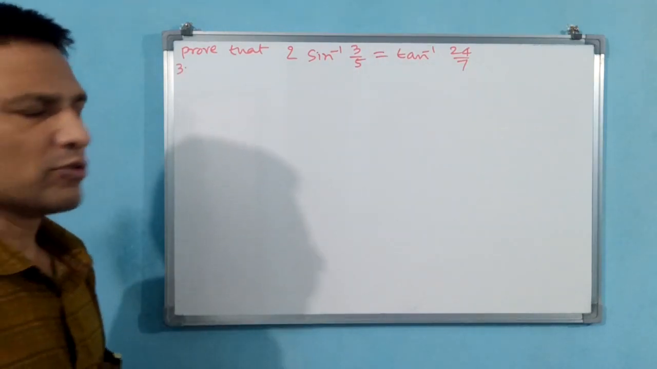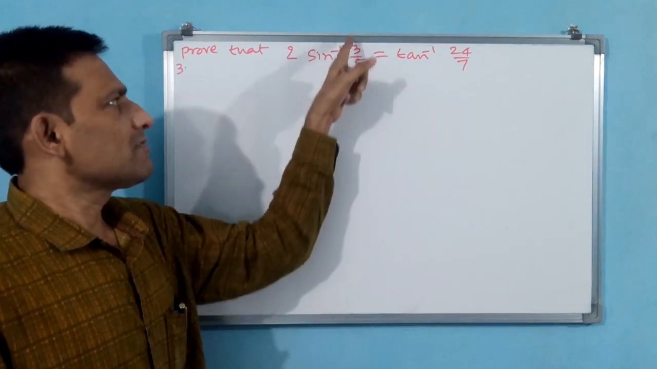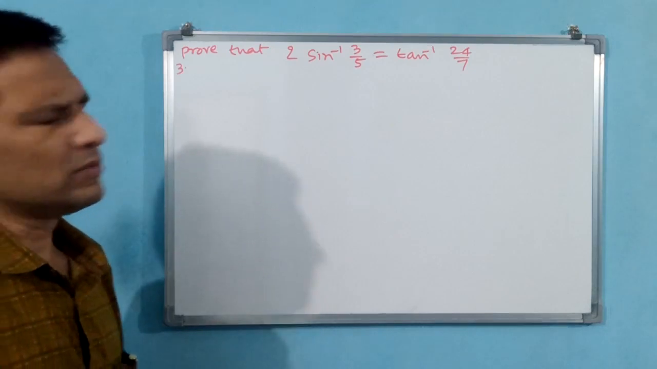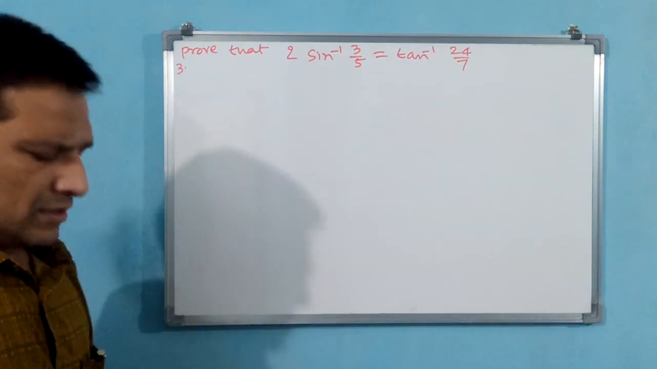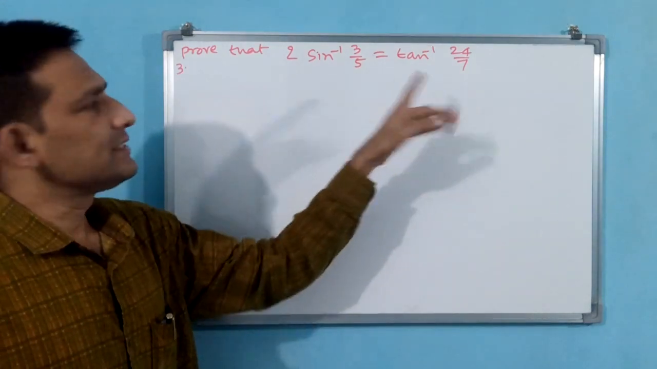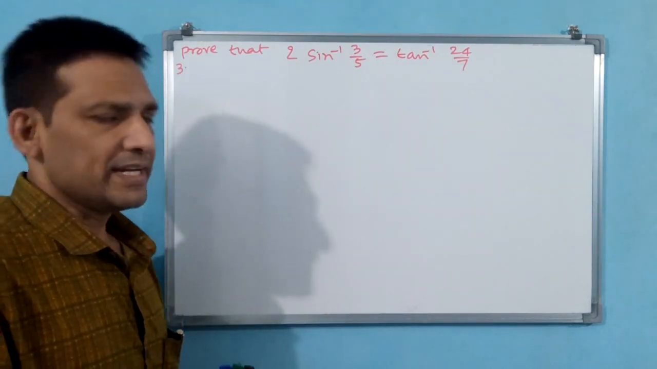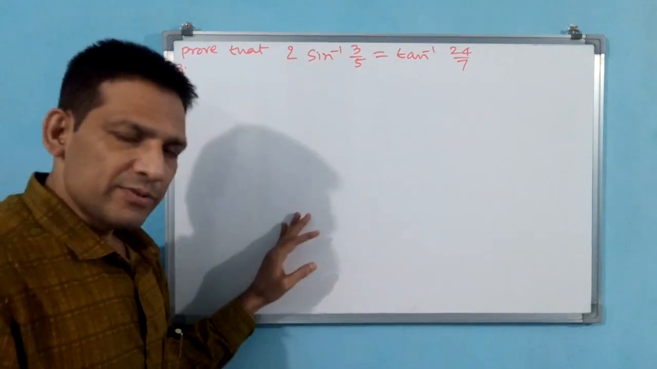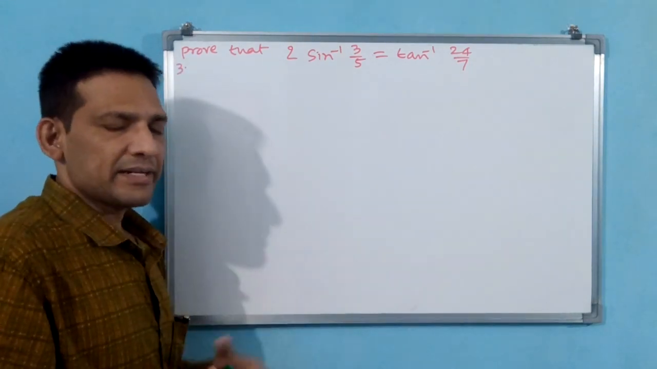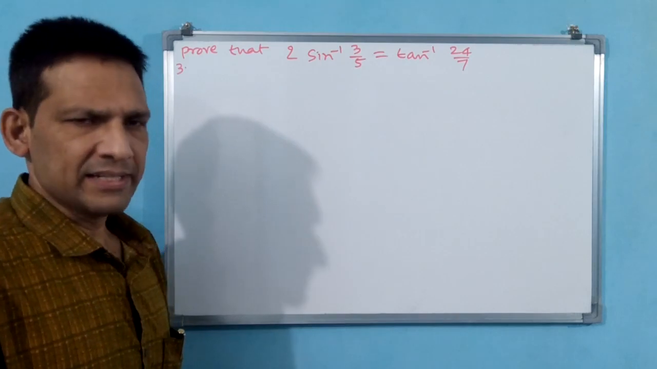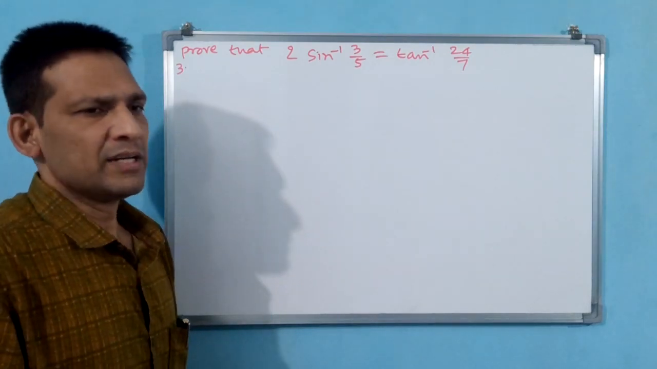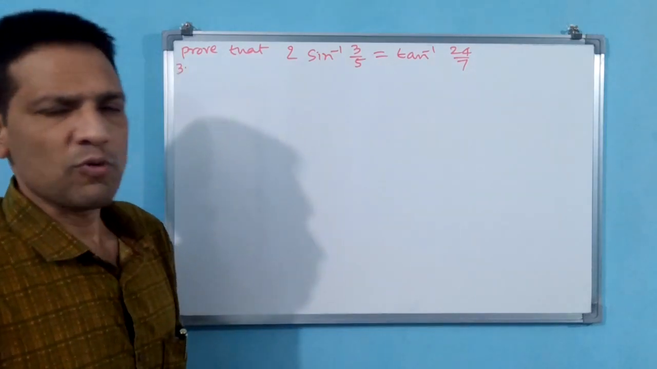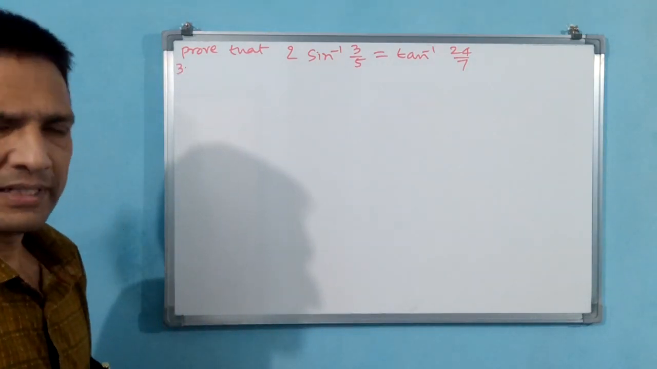Whatever it may be, you have to prove 2 sin inverse 3 by 5 is equal to tan inverse 24 by 7. This you have to prove. See here, what is there? One side tan is there, one side sin is there. What do we do? Sin we can convert into tan by a right angled triangle. If you take a right angled triangle, sin also you can convert into tan. If after conversion the same value comes, then you have proved LHS is equal to RHS.